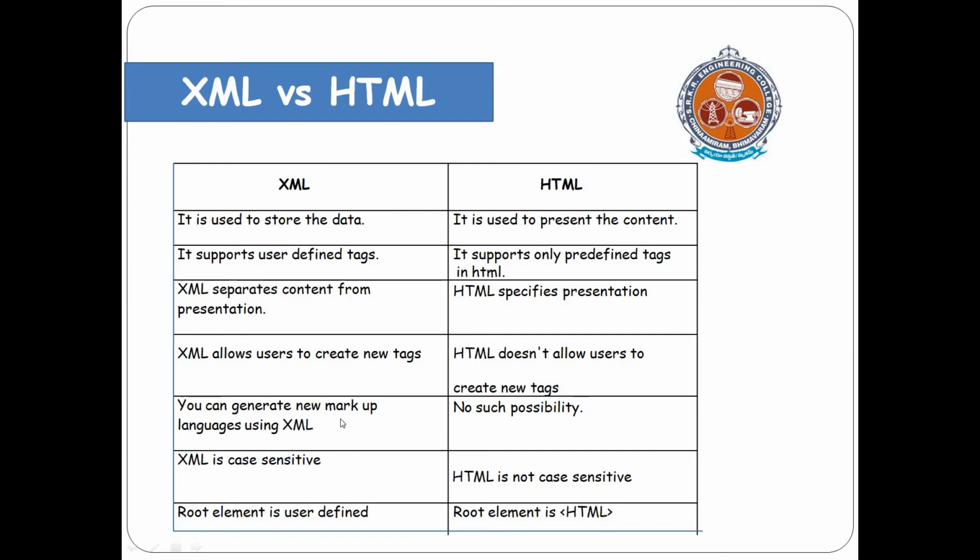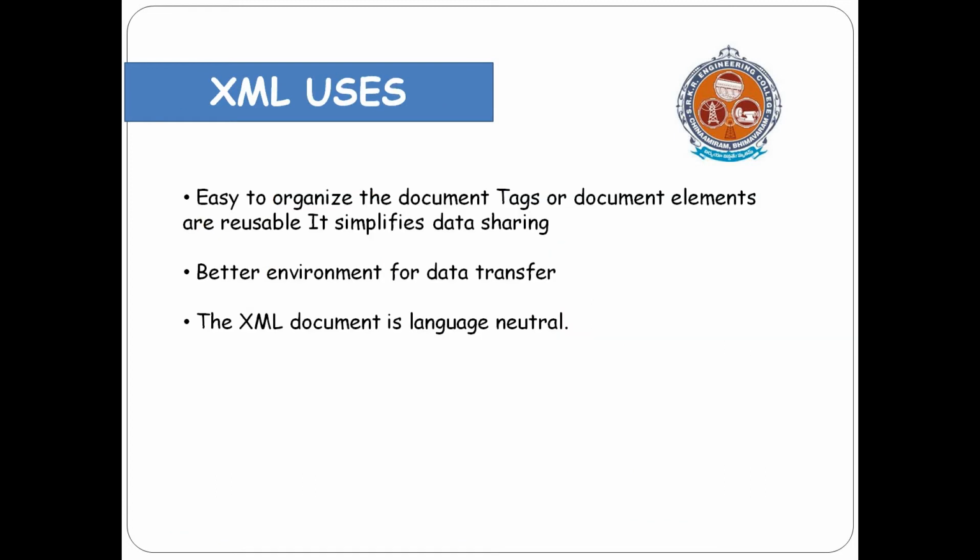Using XML, we can create our own markup language. There is no such possibility in HTML. XML is case sensitive, and HTML is not case sensitive. Why it is case sensitive or not we will see later. In XML, the root element is user defined. We must define our own root element. Coming to HTML, the root element is html, as we already know.